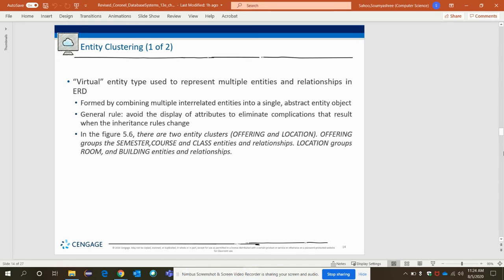An entity cluster is considered virtual or abstract in the sense that it is not actually an entity in the final ERD, but rather a temporary entity used to represent multiple entities and relationships with the purpose of simplifying the ERD and thus enhancing the readability.